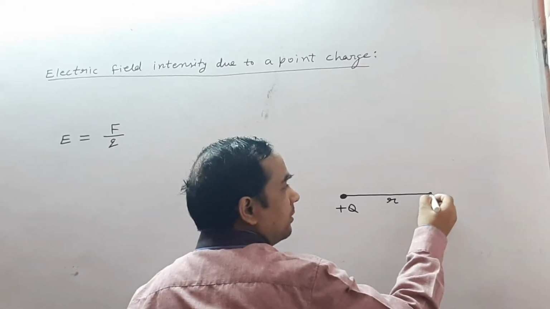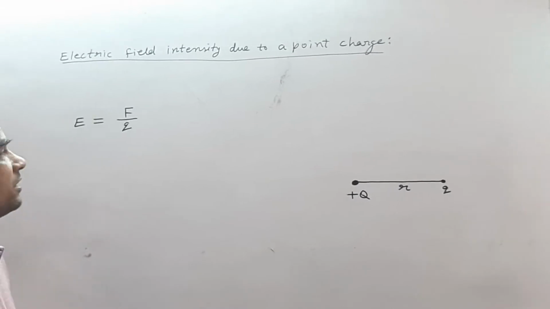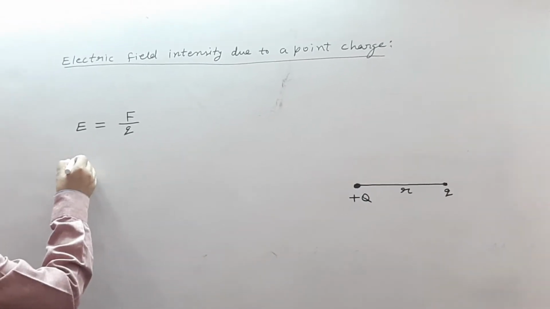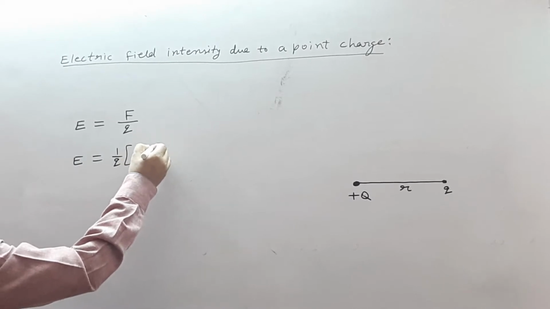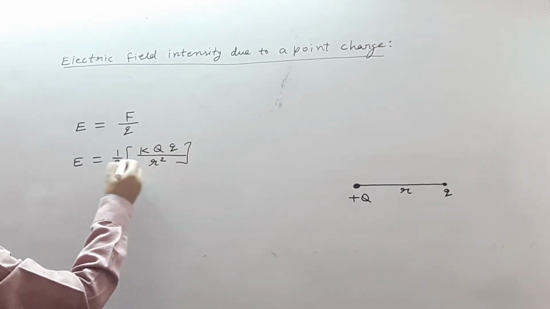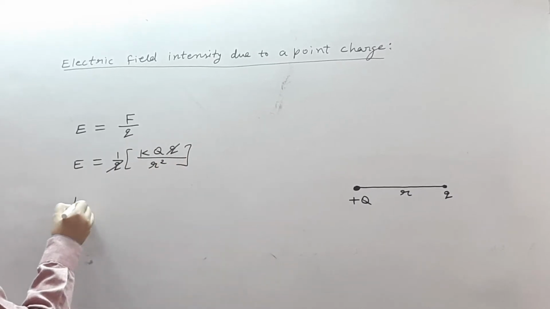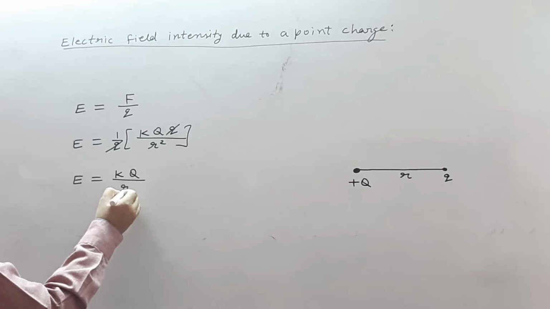For it, put small q charge at that point. From Coulomb's law, force F is given by k Q1 Q2 upon r square. Right? So E equals kQ upon r square.